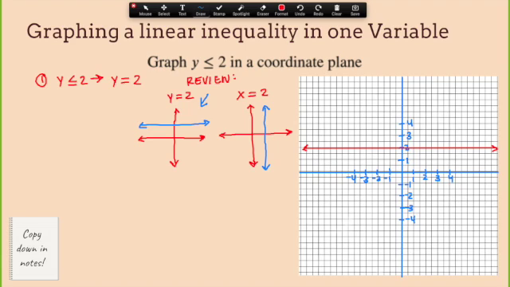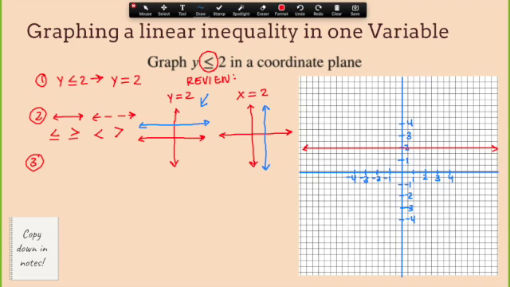Now, the second step is to determine, am I going to be drawing a solid line or is my line going to be dashed? Now, if it's a solid line, I have that symbol, either the less than or equal to symbol or the greater than or equal to symbol. If it's a dashed line, that means that I'm going to have the less than symbol or the greater than symbol. So right here, because I'm given that less than or equal to symbol, I'm going to keep my image here as a solid line.